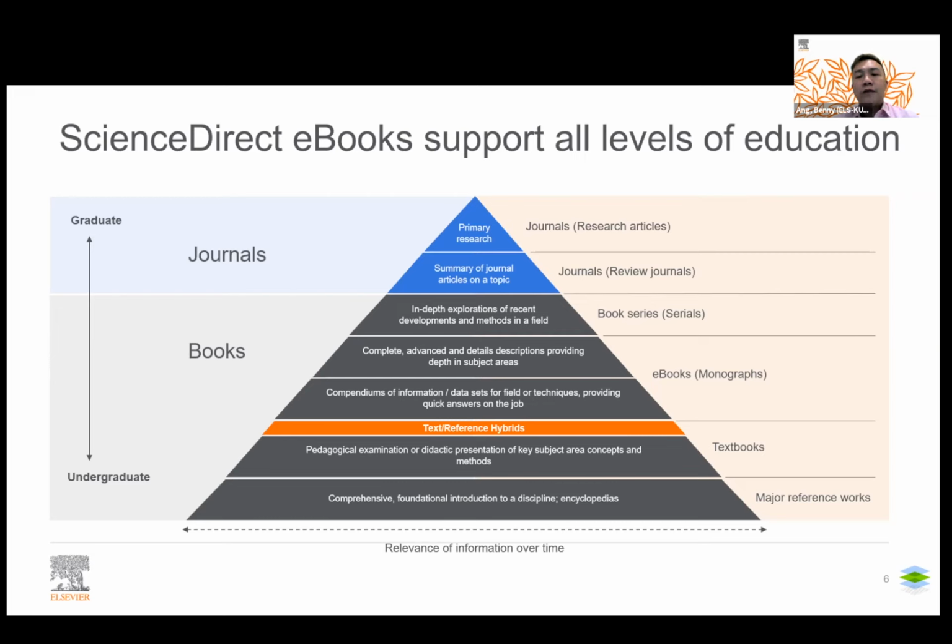We have major reference work, we have textbooks, we have ebooks, we have book series. So all of this serving different purpose and serving different level of audience. So start from the very basic one, from the top, most bottom. Major reference work is a comprehensive foundational introduction to discipline and what we so call encyclopedia as well. And then moving up, we have textbooks, or we have text reference hybrids.